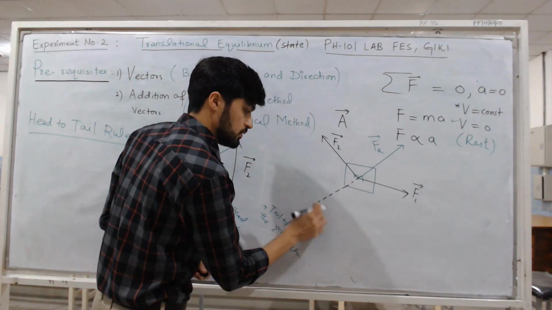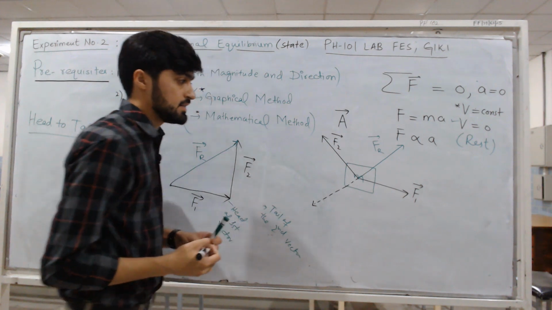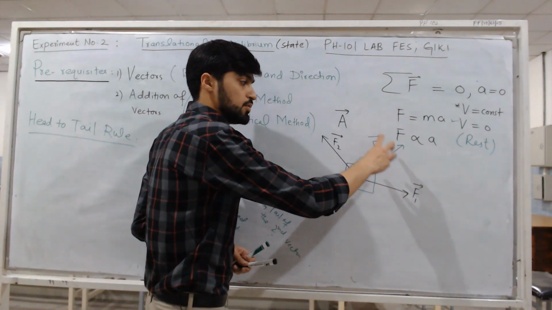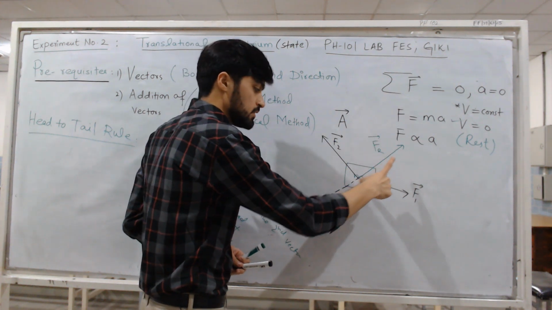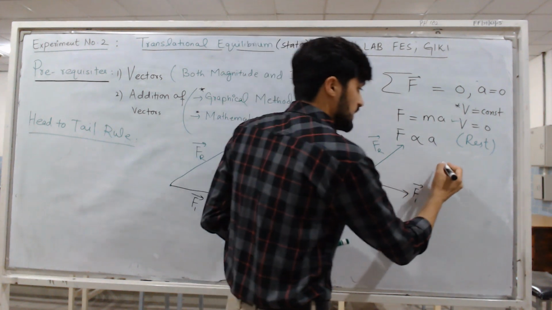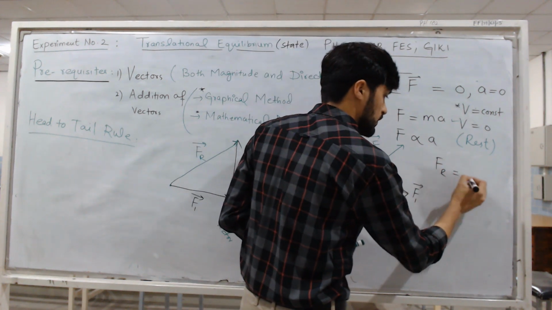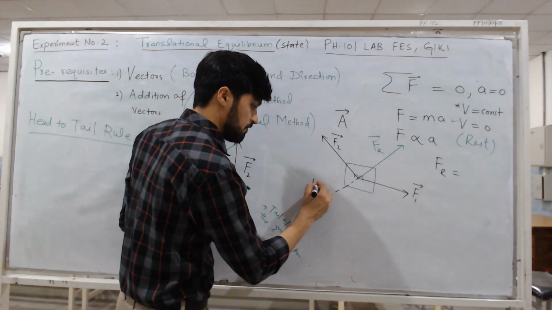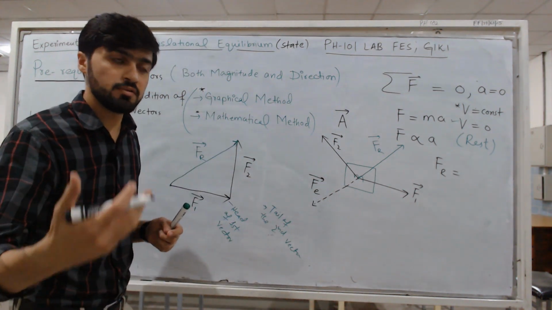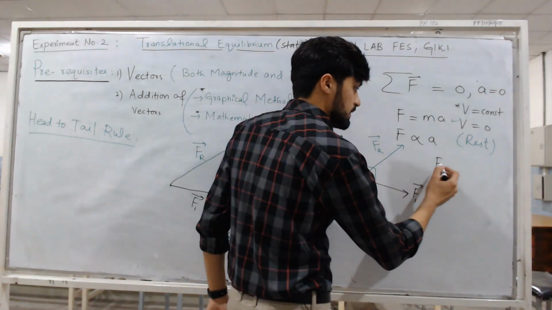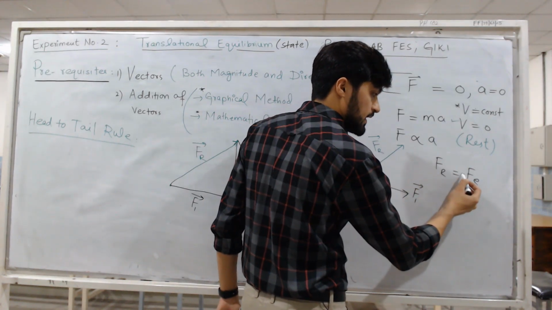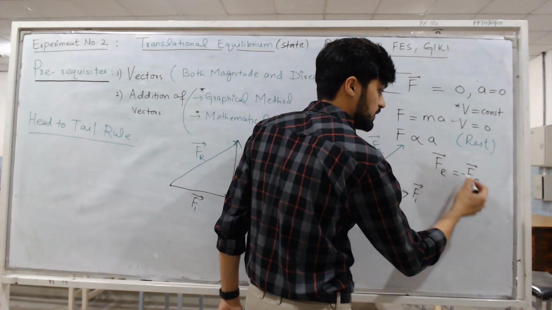Let's say I draw a force in the opposite direction to the resultant force that must be equal in magnitude to Fr. Let's say I call this force Fe, the equilibrium force, that we will be discussing shortly. What is the equilibrium force? If Fr is equal in magnitude to Fe and both are in opposite directions, I will represent it with a minus sign.